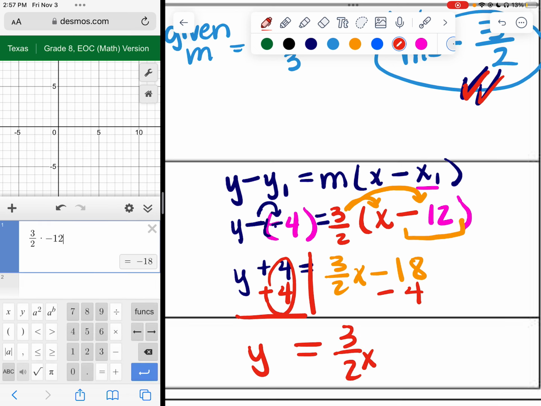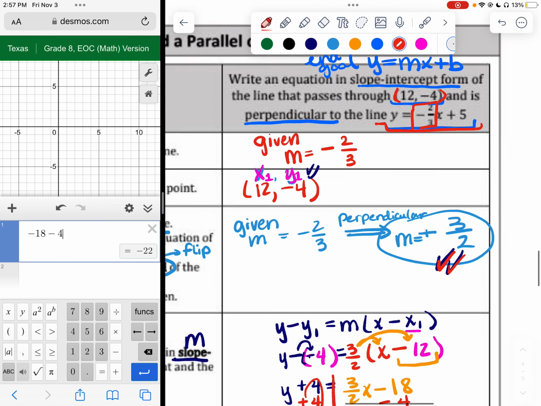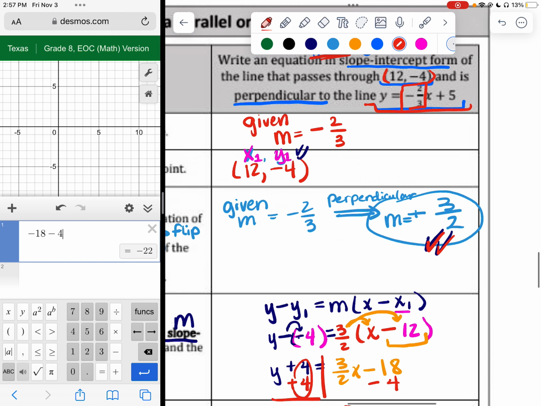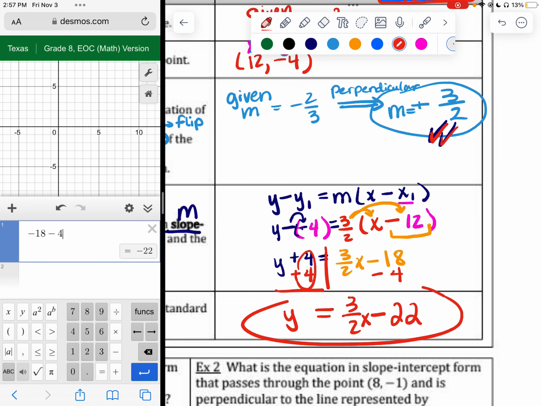Don't make a silly mistake and get this wrong. Negative 18 minus 4. I'm double checking that on Desmos. Okay, negative 22. Now, remember, our end goal was to get this y equals mx plus b. I've gotten it, y equals mx plus b.